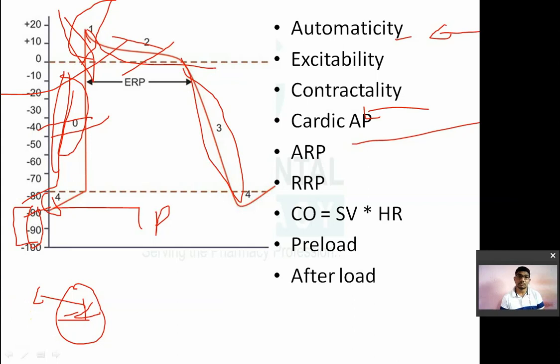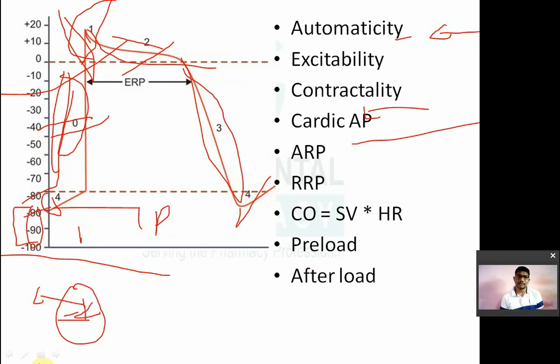Resting membrane potential, what does it mean? What is the normal potential of the cell? Normal potential is -90 millivolt. So, resting membrane potential, RMP. There will be removal of calcium and sodium out of the cell, and the cell will try to establish its resting membrane potential, that is -90 millivolt. Once this cycle is completed, another cycle will start: 0, 1, 2, 3, 4, and again 0, 1, 2, 3, 4. So this is known as the cardiac action potential.